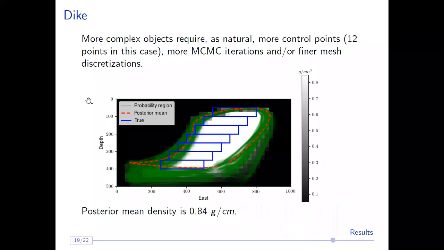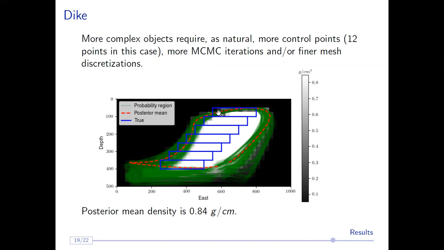With a more challenging test case, we have this figure that is known as a dike. And in this case, the figure is more complex. So using 8 control points is not enough. So we use 12 points in this case, and more MCMC iterations will also be needed. But the results are very, very interesting.